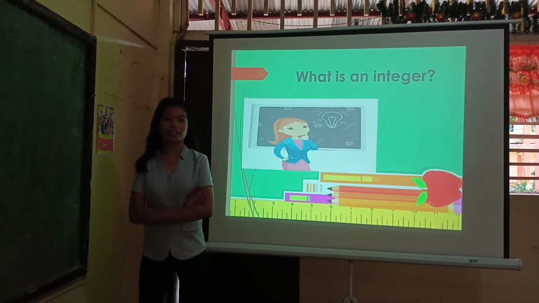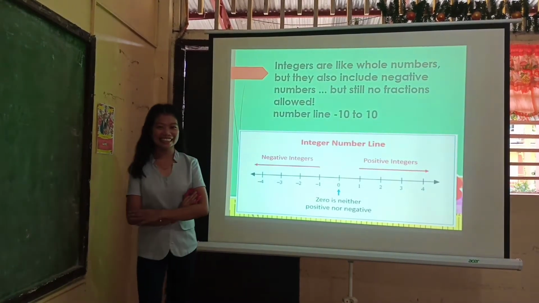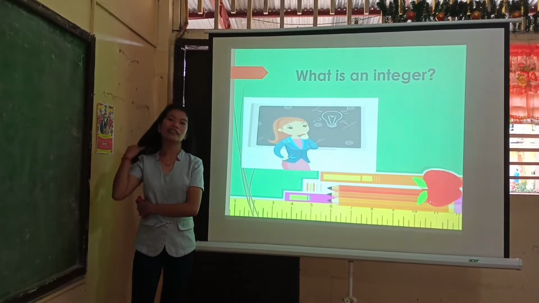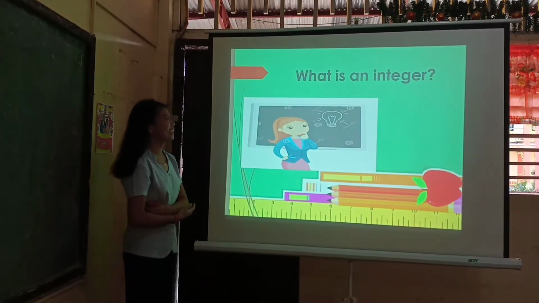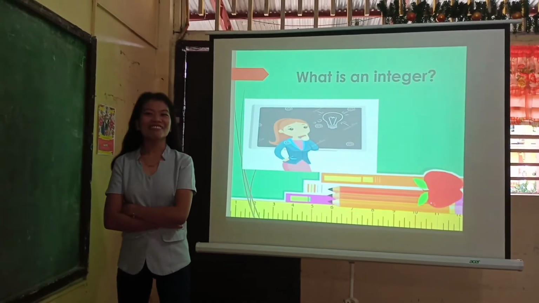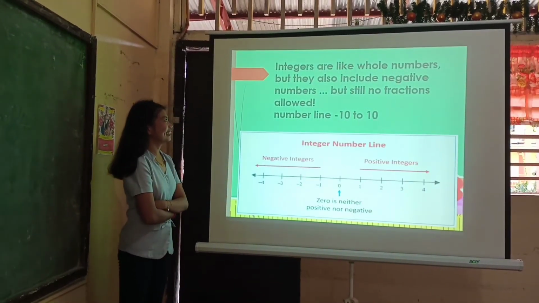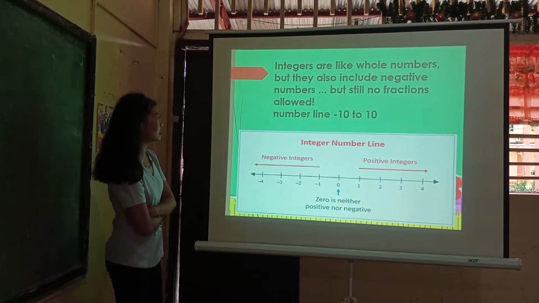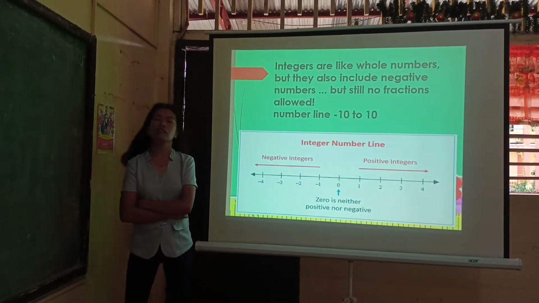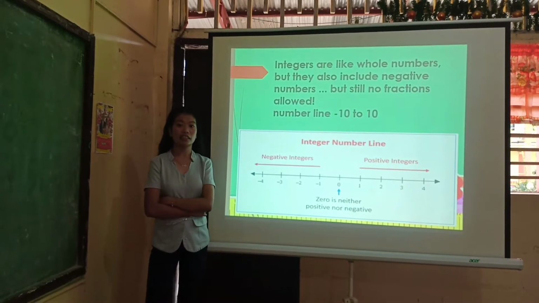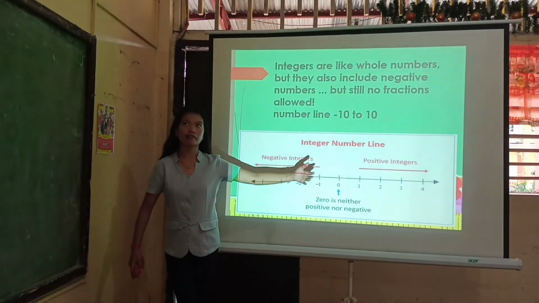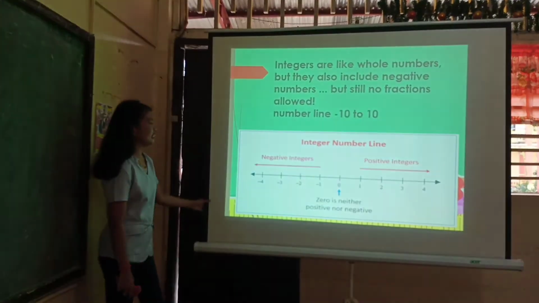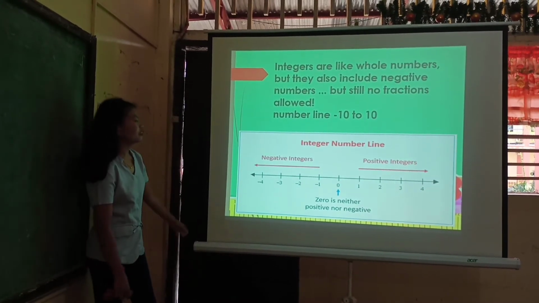So, what is an integer? Miss Abonita, what is an integer? For me, an integer was a number that has a positive and negative sign. Very good. So, integers are composed of negative and positive numbers. Integers are like whole numbers, but they also include negative numbers, but still no fraction allowed. Number line, negative 10 to 10. So, yung fraction, hindi na siya kasama sa integer. Diba? So, kung mapapansin nyo dito sa left side, meron siyang positive integer, and then dito din sa right side, may negative integer, where 0 is neither positive nor negative.